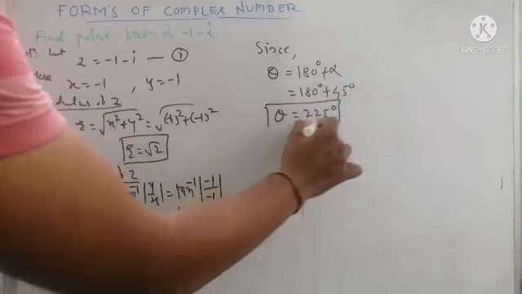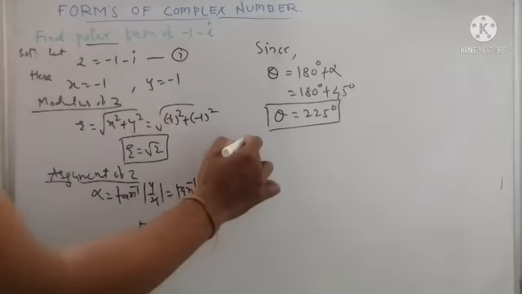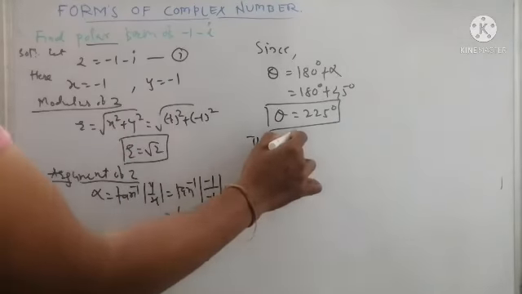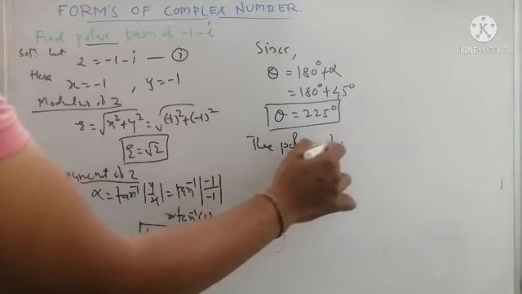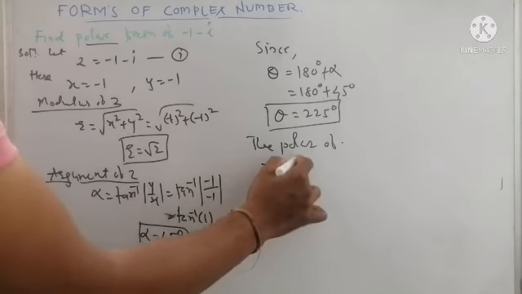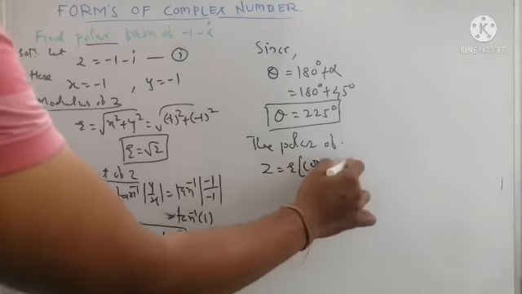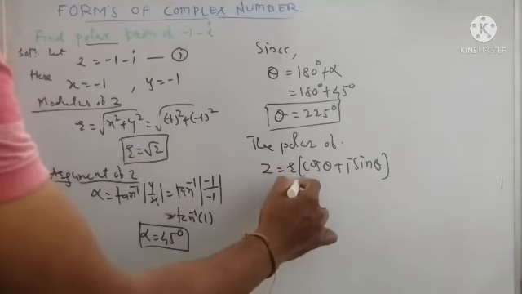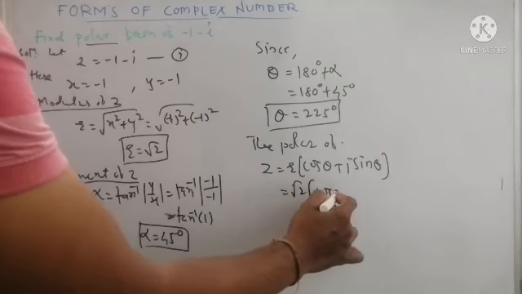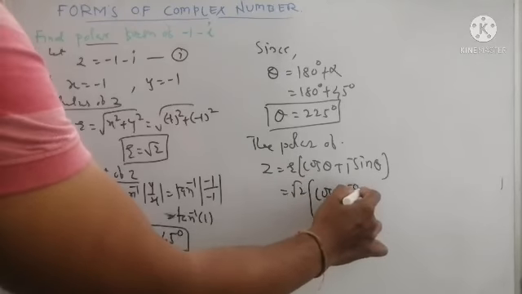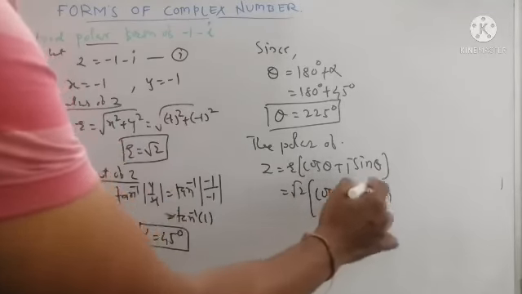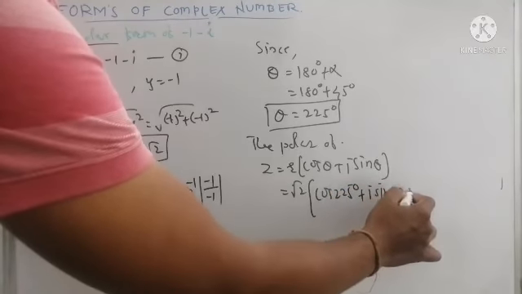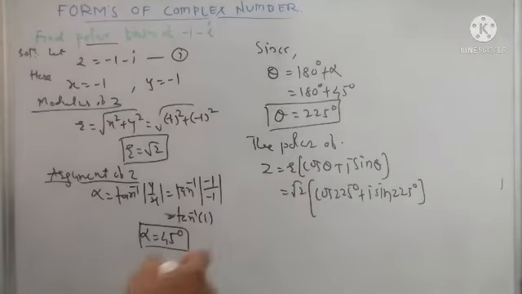Now we have to find the polar form of the given complex number. The polar form of a complex number z is equal to r into bracket cos theta plus i sin theta. So by putting the values of r as root 2 and theta as 225, we get the polar form of the given complex number minus 1 minus i as root 2 into bracket cos 225 degrees plus i sin 225 degrees.